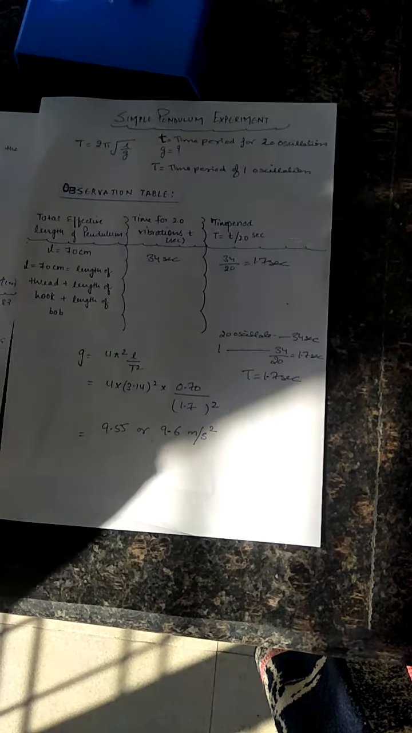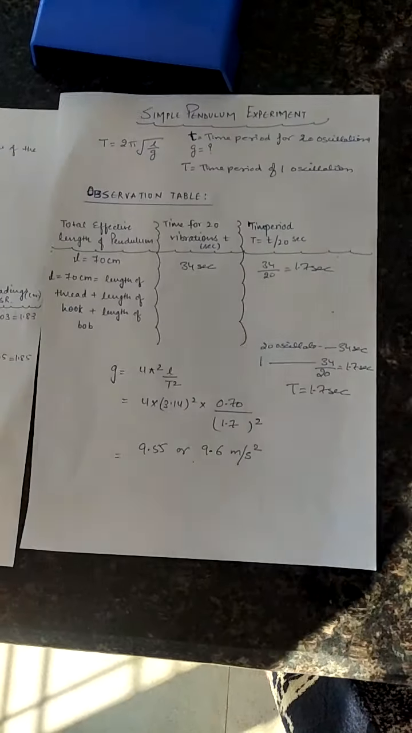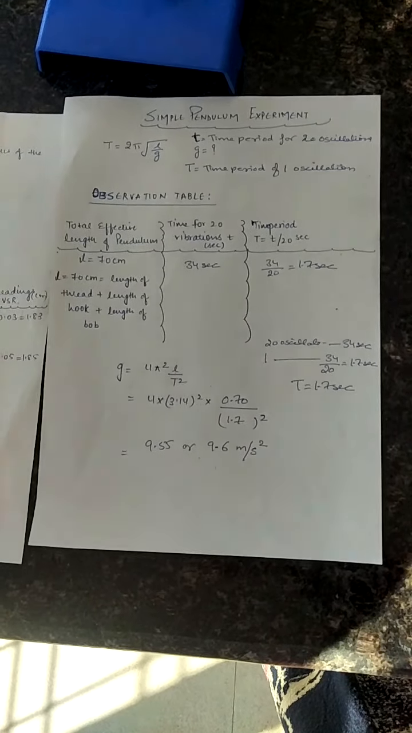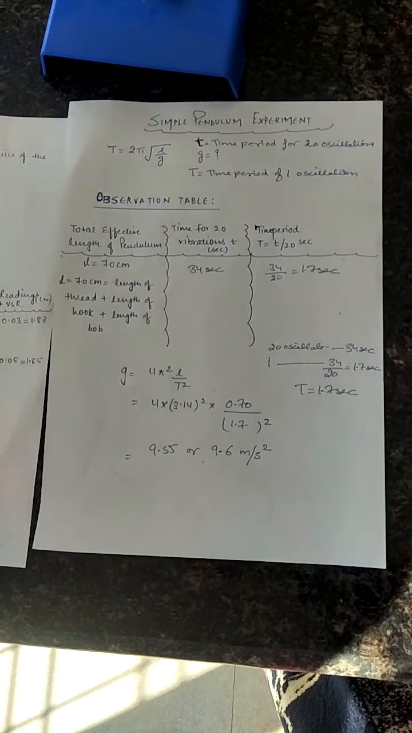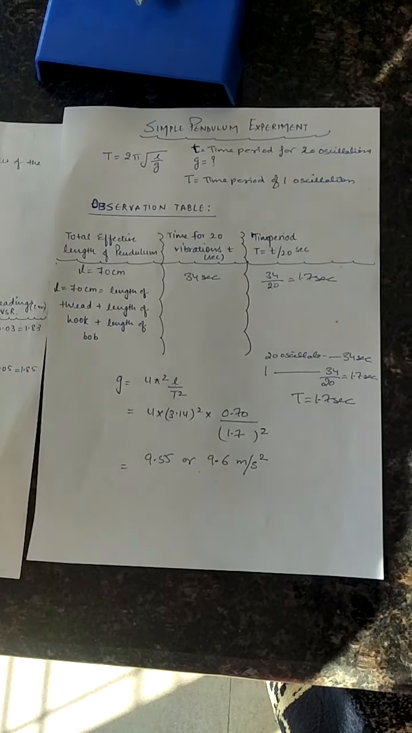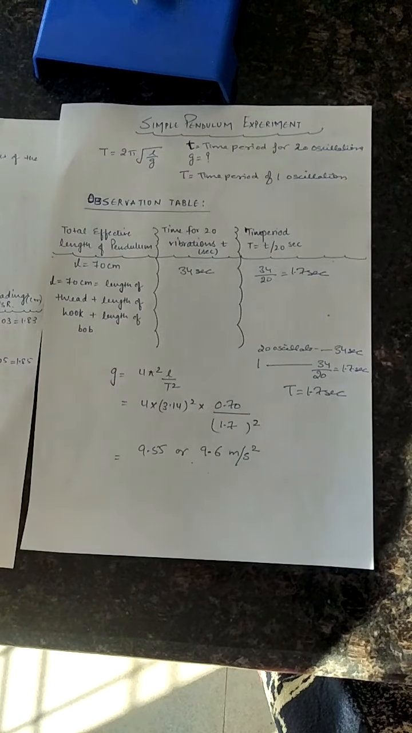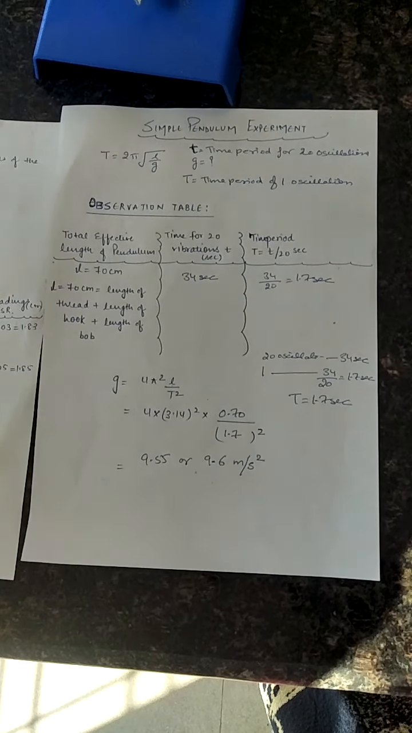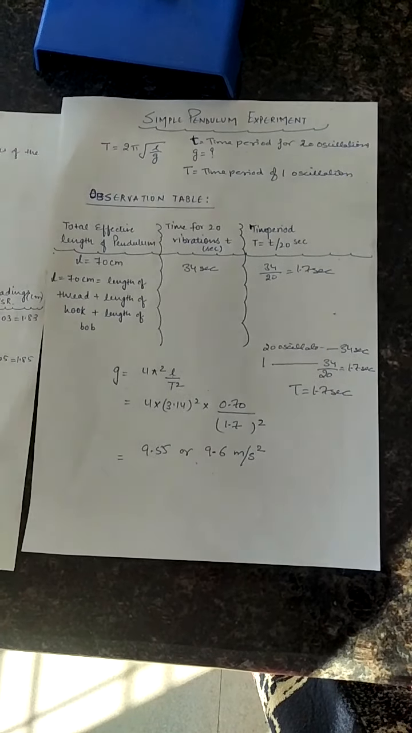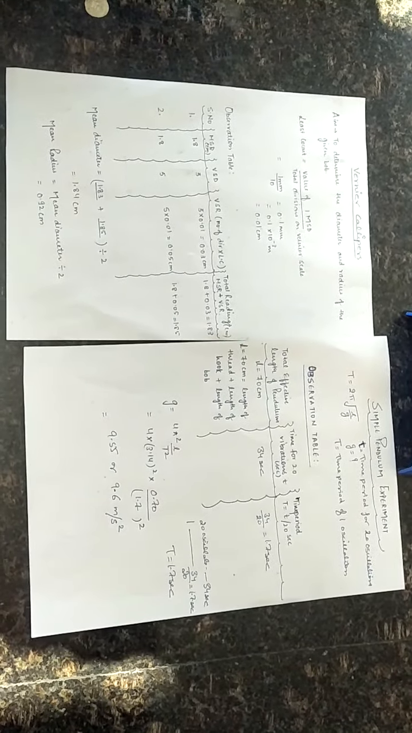Now, few precautions we have to take. First, the amplitude of the vibration should be kept small. The pendulum should vibrate in a plane perpendicular to the cut of the cork. Vibration should be in a straight line. Note the time as accurately as possible, because a small error in the measurement of T produces large error in the final result. Thank you.